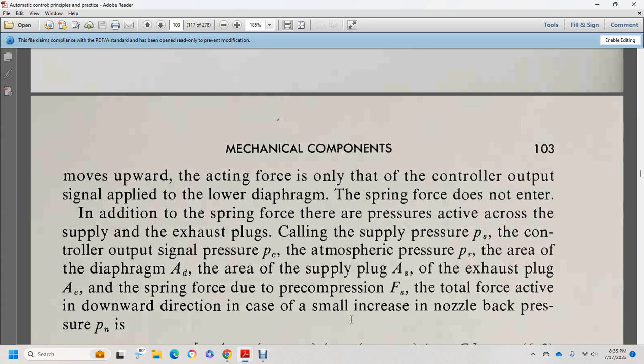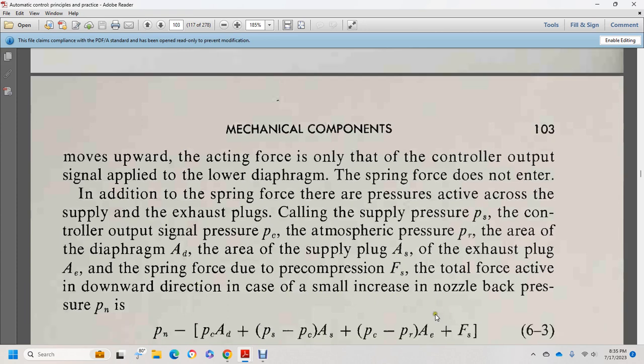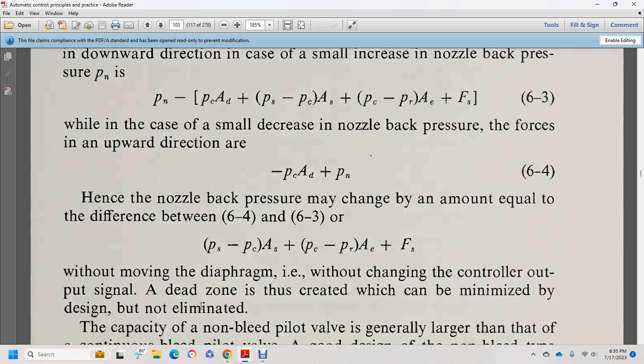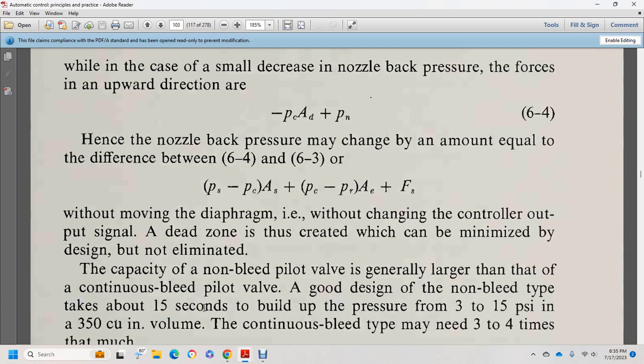The atmospheric pressure PR, the area of the diaphragm AD, the area of the supply plug AS, the exhaust plug AE, and the spring force due to the compression FS. The total force active in the downward direction, in this case, comes with a small increase in the nozzle back pressure. And then the formula, in this case a small decrease in the nozzle back pressure, gives the forces in the upward direction. Hence the nozzle pressure changes by an amount equal to the difference between 6.4 and 6.3 without moving the diaphragm and without changing the controller output signal. A dead zone is thus created, which can be minimized with the design but not eliminated.